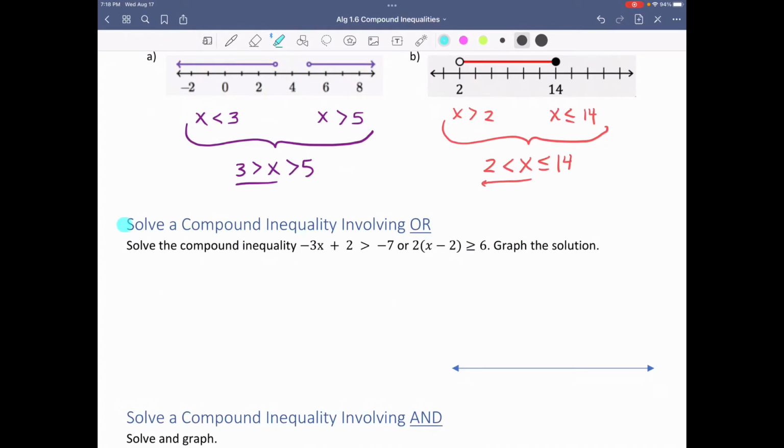For this section, we will solve a compound inequality involving OR. So we have solved the compound inequality. I'll highlight this. Negative 3x plus 2 is greater than negative 7, or 2 groups of x minus 2 is greater than or equal to 6. We will solve each piece separately.